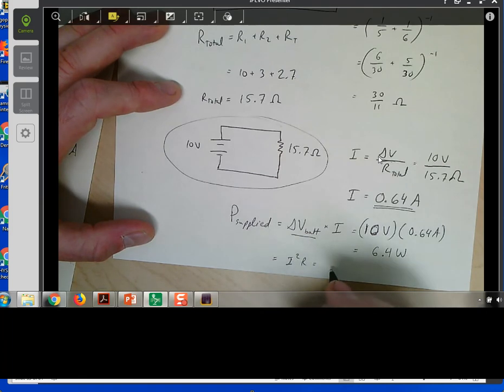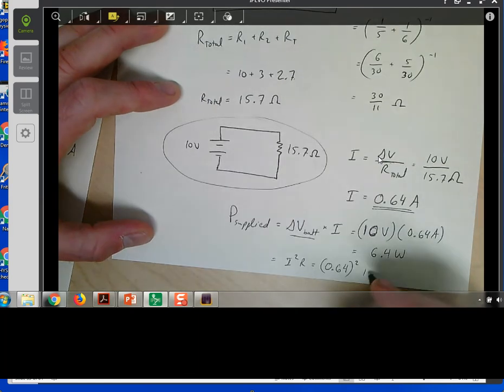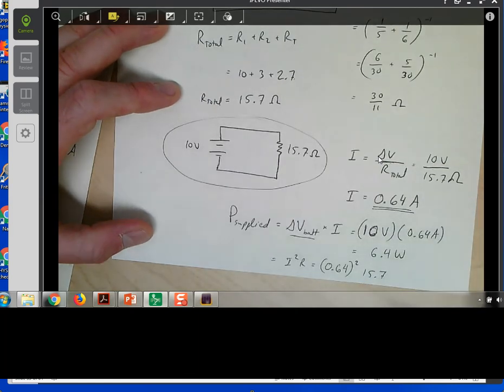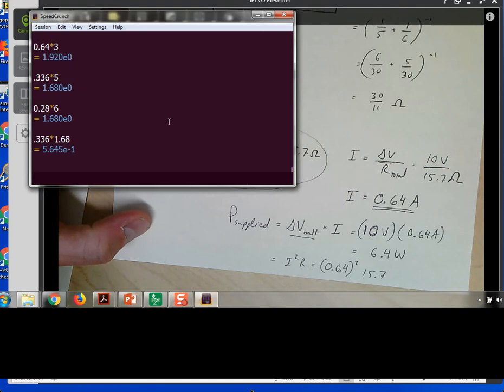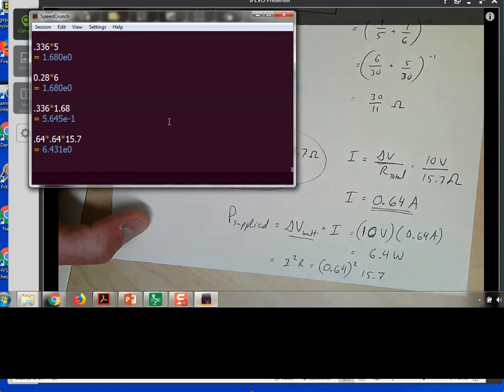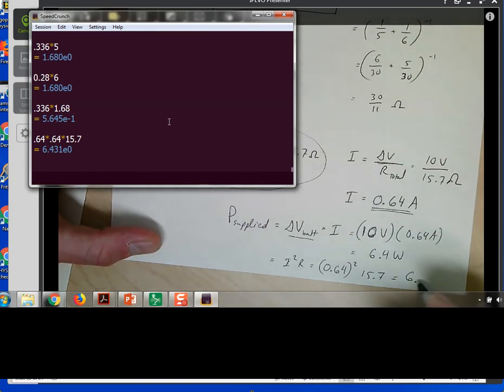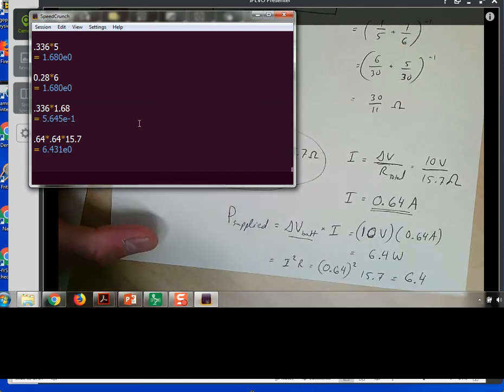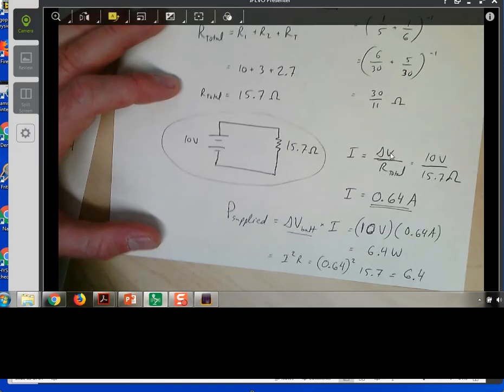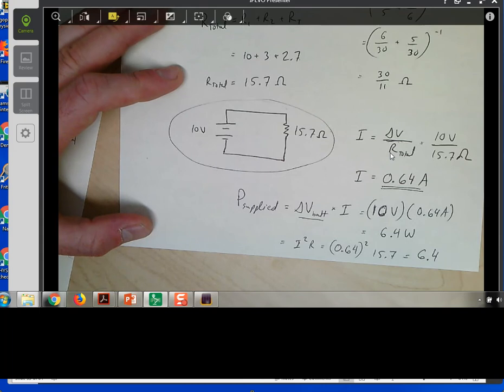So I being 0.64, squared, multiplied by 15.7 ohms, we should end up getting the same result. So 0.64 times 0.64 times 15.7 ohms gives me also 6.4. I'm just rounding here because, of course, I've rounded a couple of numbers, so I'm going to be off by just a touch. If you need more precision, keep more digits.